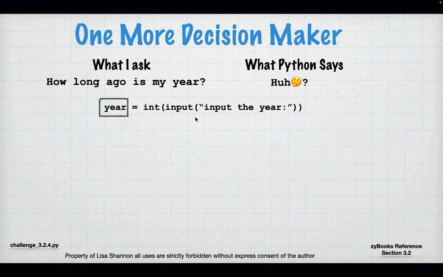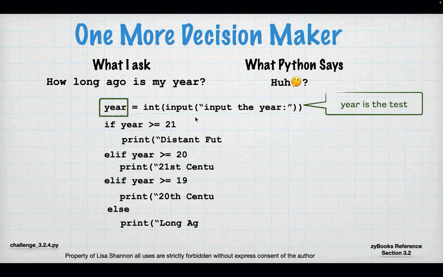So, one more decision. We're going to learn about elif now. So, yeah, we've got a lot more going on here. I have a year, and I want to know how long ago it was. Was it in a galaxy far, far away? Is it in a distant future? What is it? So I have a variable called year. I know it's a variable because it's on the left-hand side of a single equal sign. On the right-hand side of the single equal sign, I'm going to input an integer that represents a year.